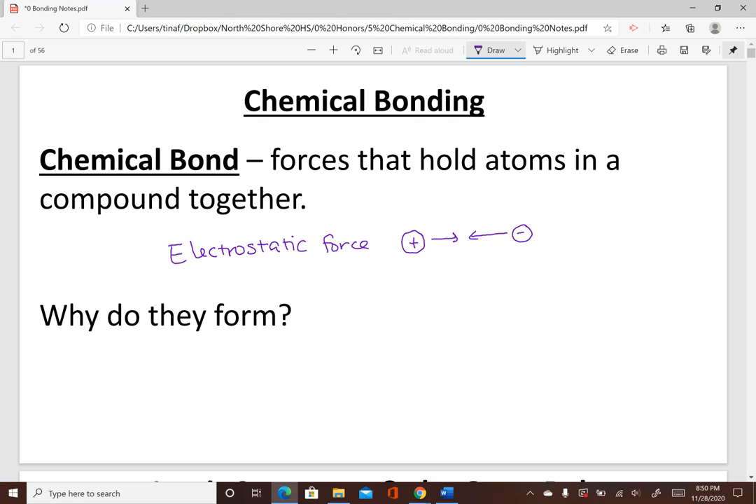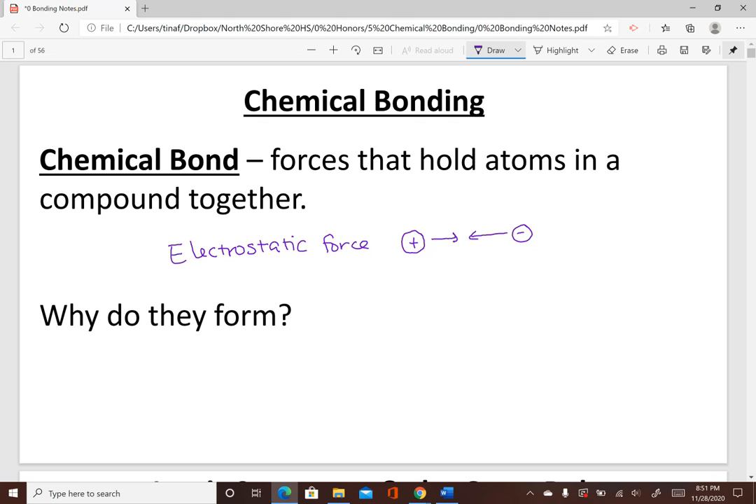Now, depending on the type of bond, because there are different types of bonds, what's positive and what's negative might be different. But the bottom line is that you have these oppositely charged things that are attracted to each other that are going to make two things stick together. So that's what a chemical bond is.